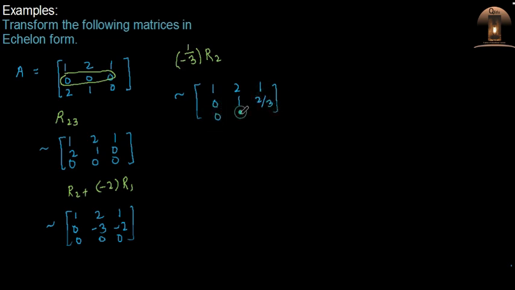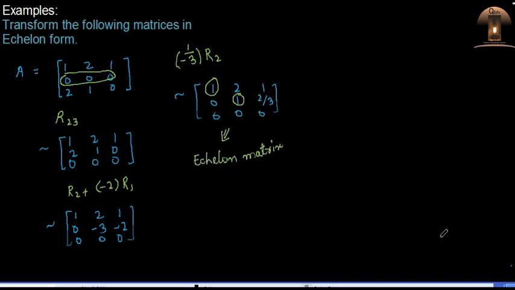And then the third row will be the same. So now let us see whether it is in the echelon form or not. We see that in the first row the pivot element is equal to 1, and below that we have 0. In the second row we have the pivot element 1, and below that we have 0, and in the third row there is no pivot element. So now this is in the echelon form. So this is our echelon matrix.